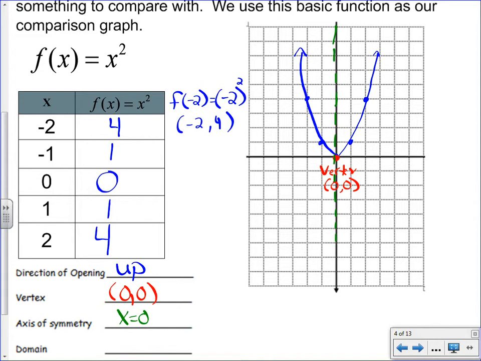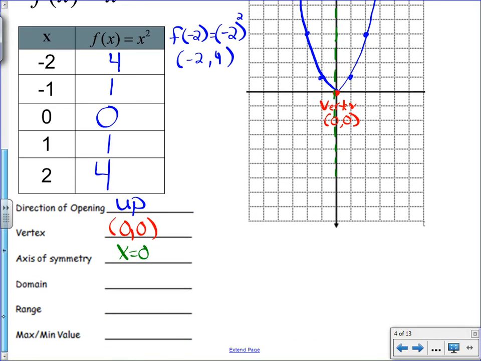Any questions with what I've done so far? Direction of opening, that's pretty straightforward. Vertex, hoping is straightforward. Axis of symmetry, that might be something new. Okay, now when I talk about the domain and range, this is what we practiced 2 days ago. So I'm going to tell you something.